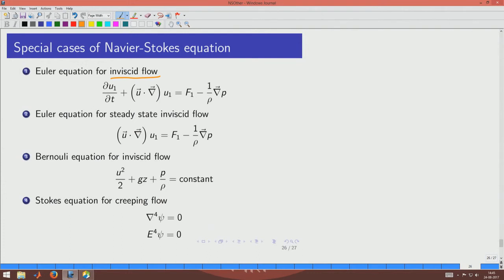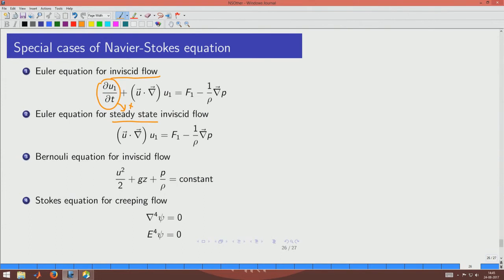So, whenever we say that the problem domain can be approximated as inviscid, which means that viscosity can be approximated as 0, we substitute that and then see the rest of the terms. Now, the same equation for steady state would mean that this term can be dropped. If you drop the first term, the rest of the equation stays the same. So, compared to the Navier Stokes equation, we have dropped 2 terms.